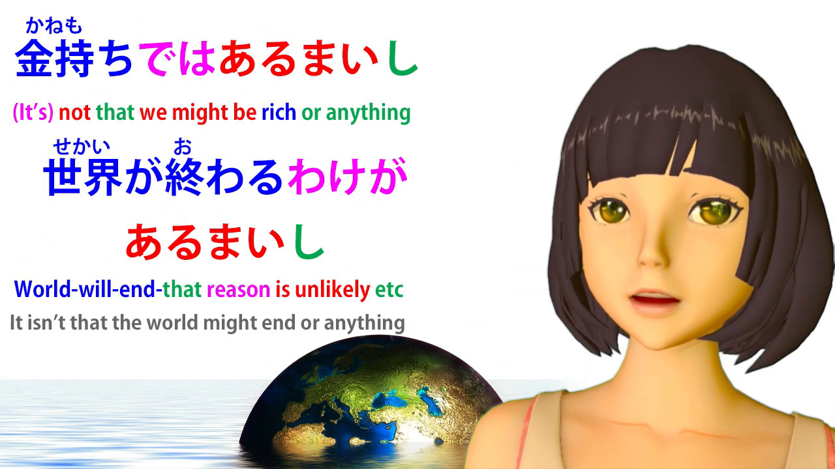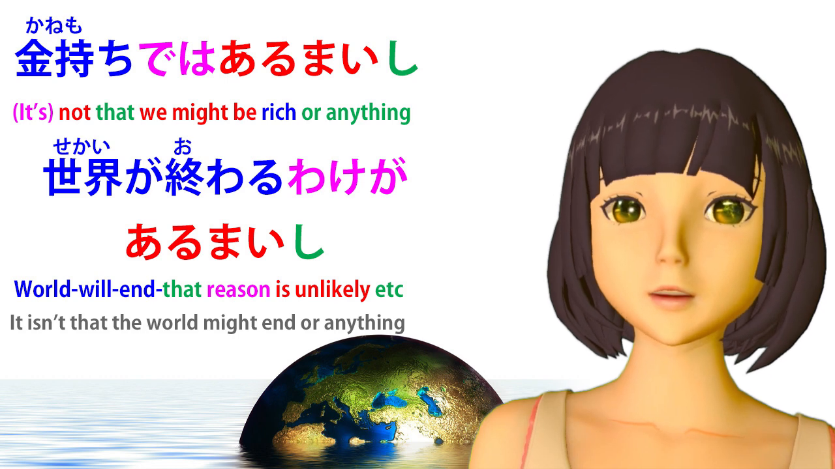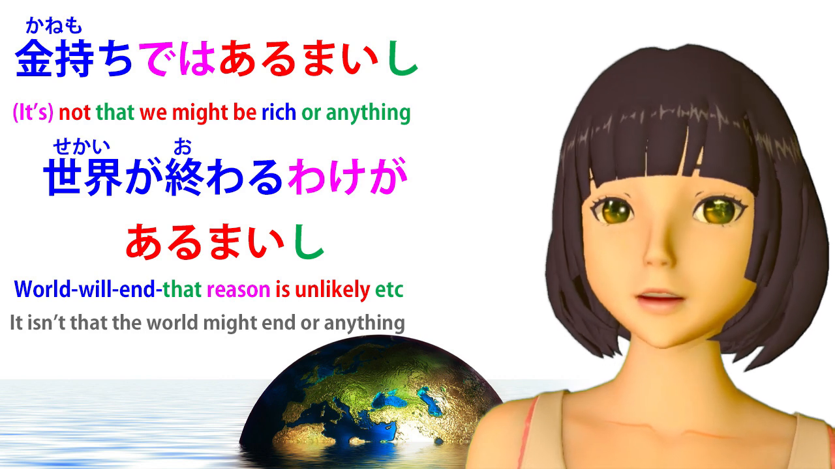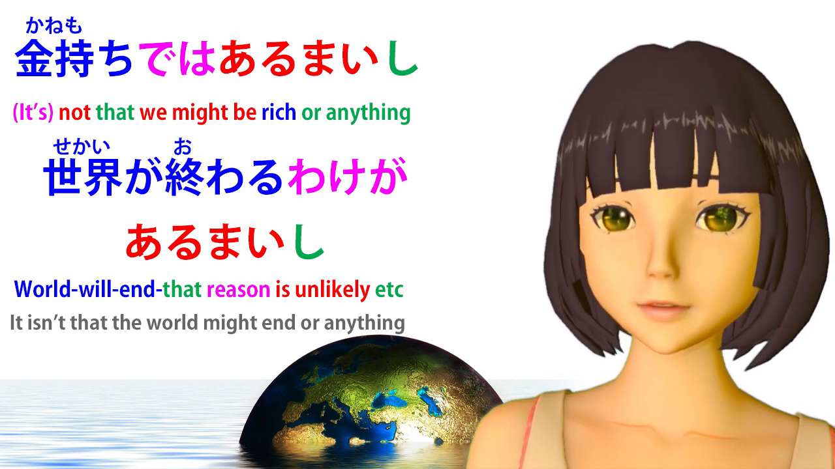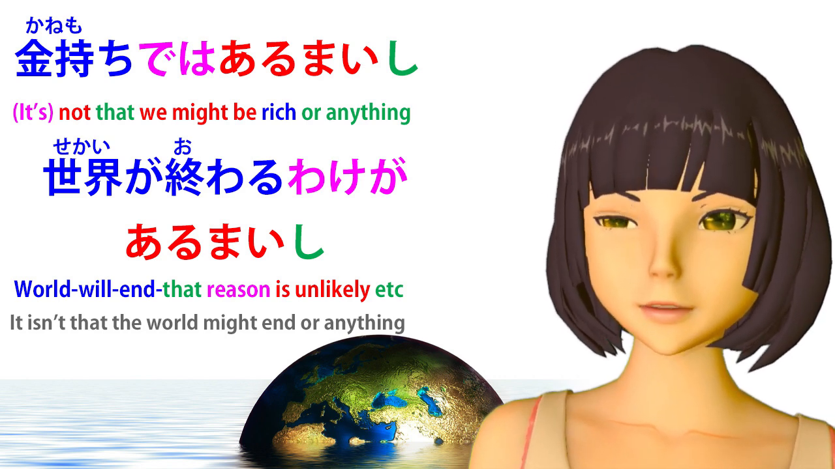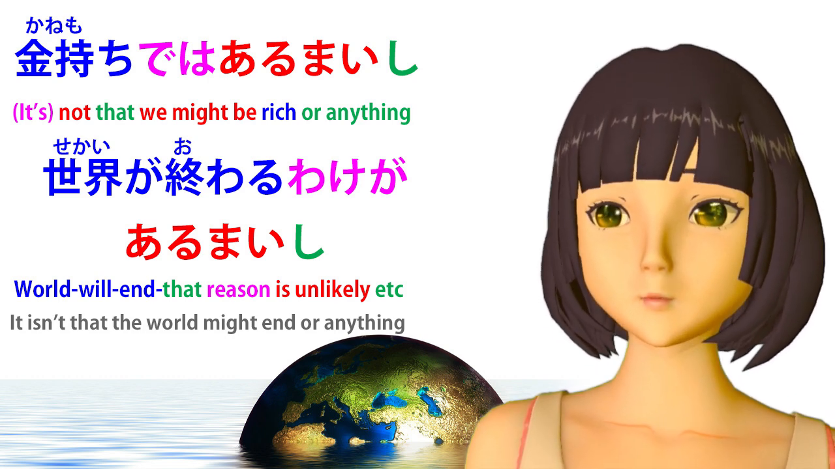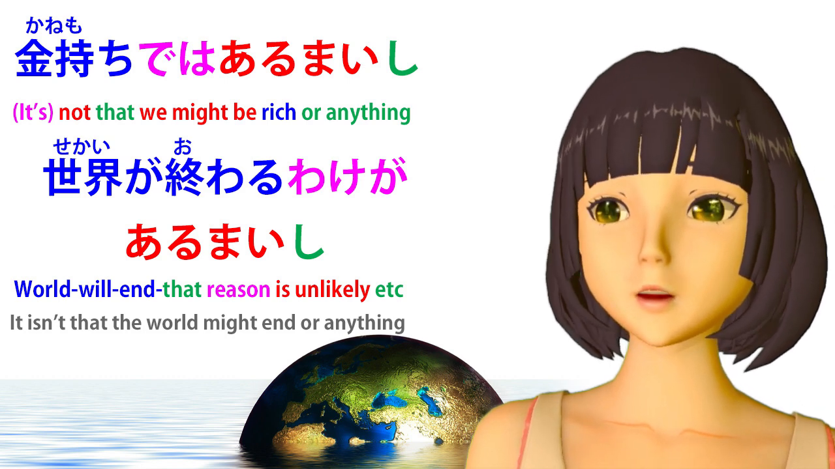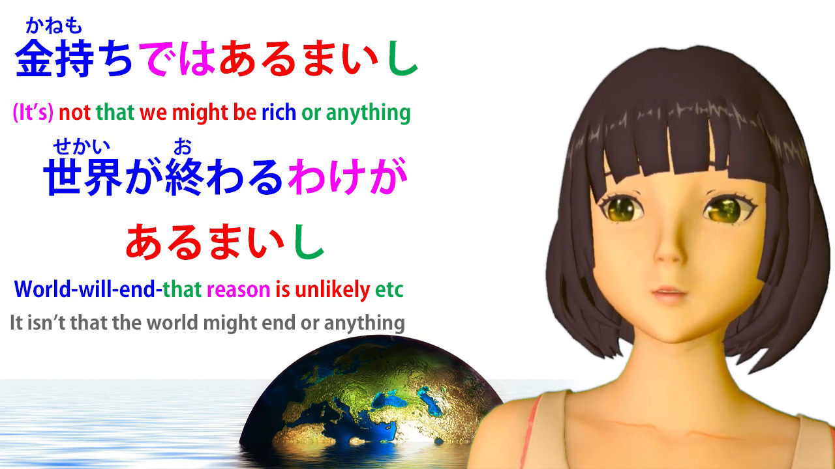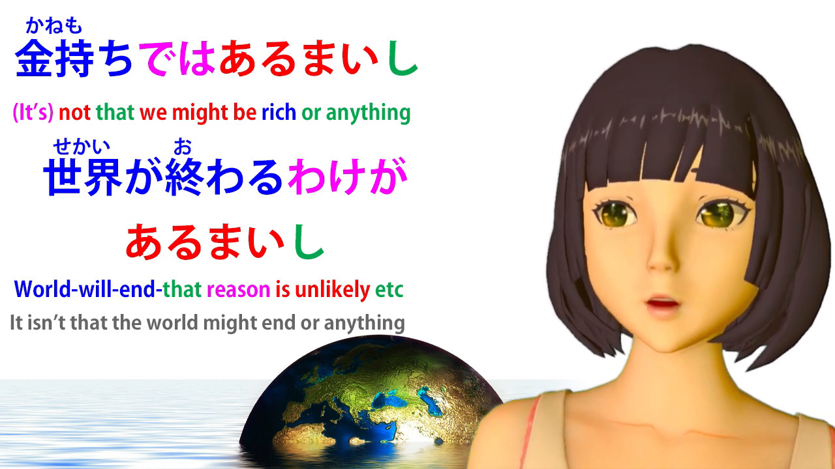Now, the other construction that you'll commonly hear is formed by simply attaching shi, which is used for listing causes of something, but as we've discussed elsewhere, it's often used on its own just to imply a continuing list. And this gives a construction that's somewhat comparable to the it isn't as if or it isn't like construction in English. So if we say, kanemochi dewa arumaishi, which is roughly equivalent to saying in English, it's not as if we're rich, or sekai ga owaru wake ga arumaishi, it's not as if the world is going to end.